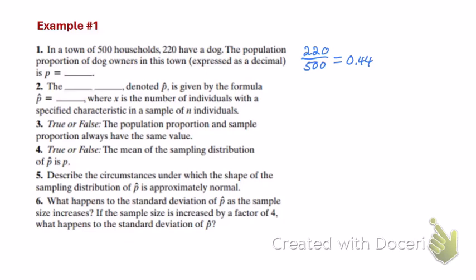So in other words, we'd say in this town, 44% of people are dog owners. That's not an average. That's a proportion. Number 2, a 2-worded answer. Denoted p hat is given a formula. Okay, so that would be the sampling or the sample proportion.